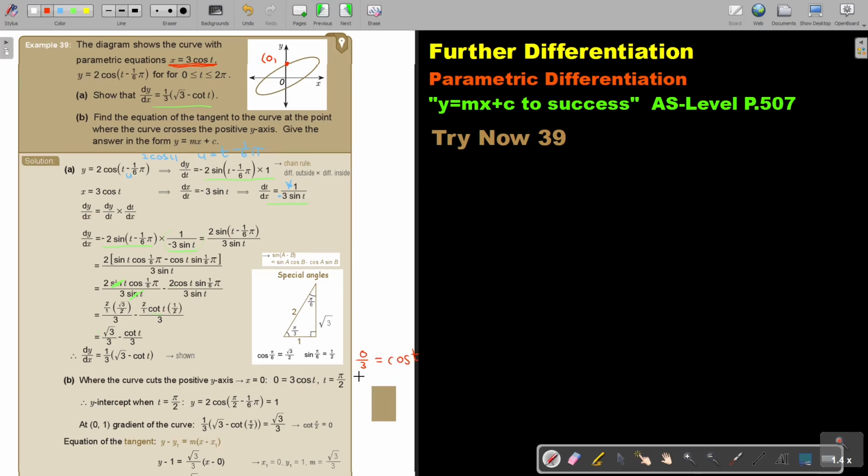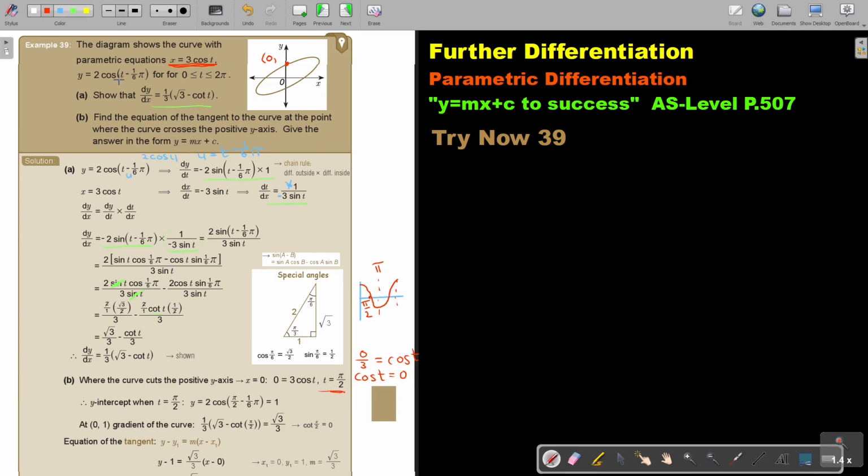And so it's actually cos t equals 0. Now, if you think of the graph of cos, this is the graph of cos. There in the middle, it's pi, and where it cuts, it's pi over 2. So the first place where you get it is pi over 2, and that's where t is pi over 2. So the y-intercept is when t is pi over 2, because I worked it out there.